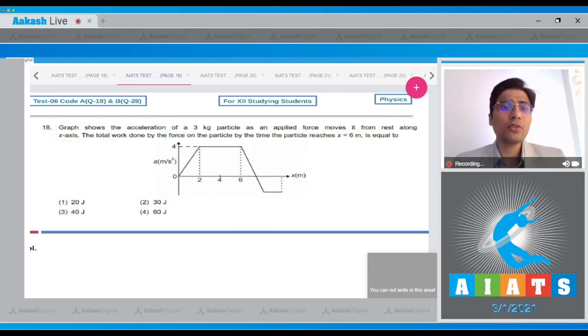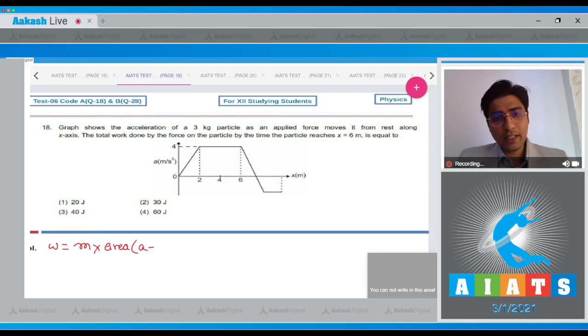In this question, the graph shows the acceleration of a 3 kg particle as the applied force moves it from rest along the x-axis. The total work done by the force on the particle by the time the particle reaches x equal to 6 meter is equal to. Dear student, the total work done will be equal to the area of the force-displacement graph, and that will be mass multiplied by the area of the acceleration-position graph. So let us first find out the area of this part.